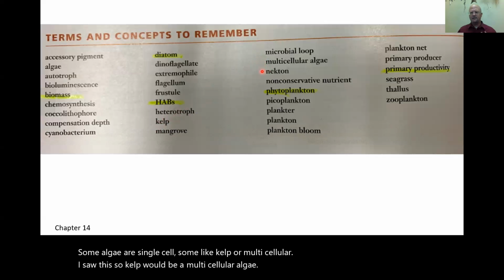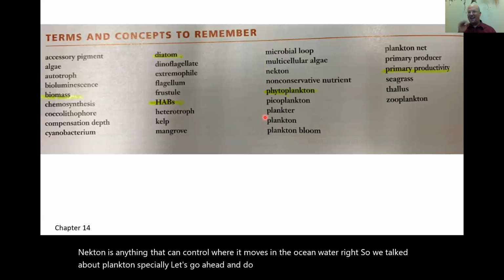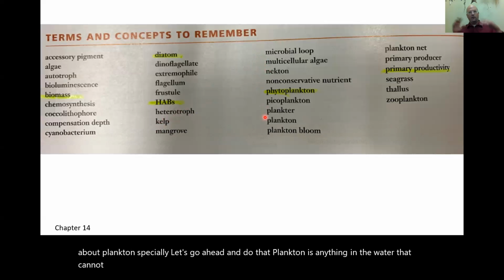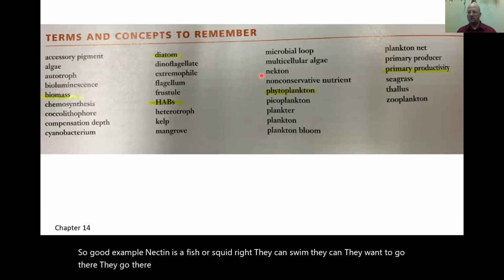Nekton is anything that can control where it moves in the ocean water. Right? So we talked about plankton. Actually, let's go ahead and do that. Plankton is anything in the water that cannot control where it goes. It just kind of drifts about. Nekton can control where it's going. So a good example of nekton is a fish or squid, right? They can swim. They want to go there, they go there. A jellyfish doesn't have that option. It can kind of move a little bit, but it can't move directly.